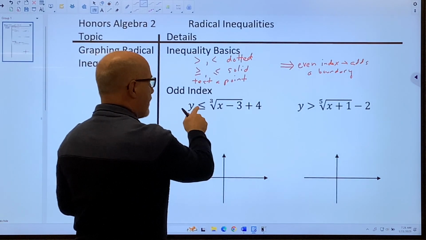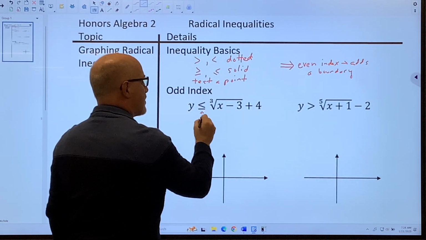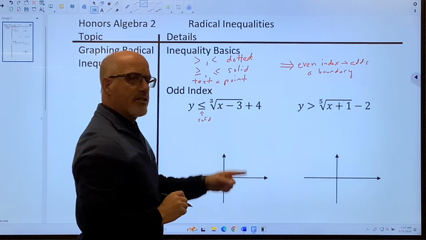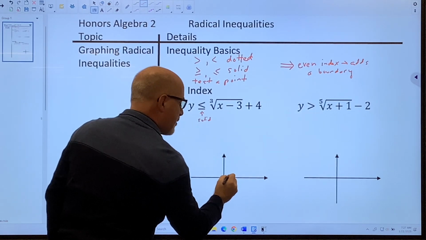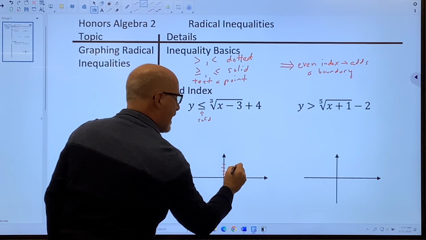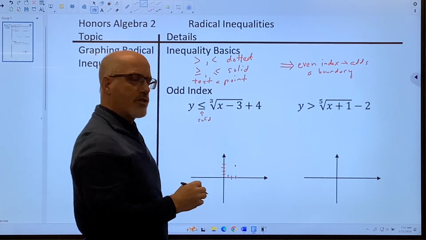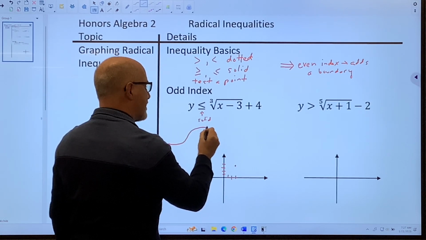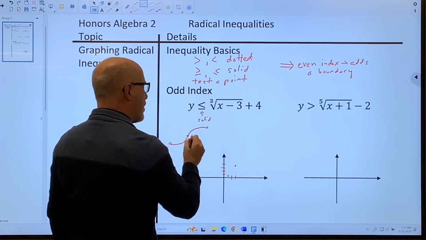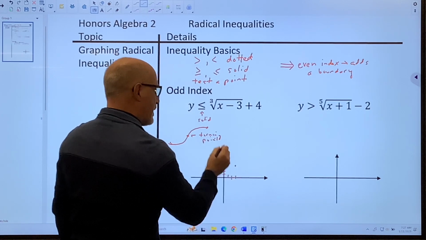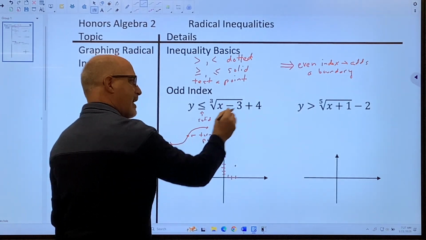This is the cube root. We've got a less than or equal to, so this means we're going to have a solid graph, not dotted. When we have x minus 3 and then the plus 4 outside, remember that means out at 3 and then up at 4, we're going to have the turning point. When we have a graph that comes in like this, there's a point here that we'll call the turning point. We want to find that first. Well, that's the point 3, 4, because of that.